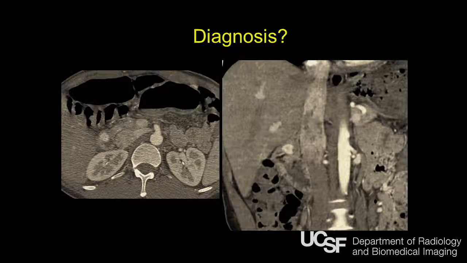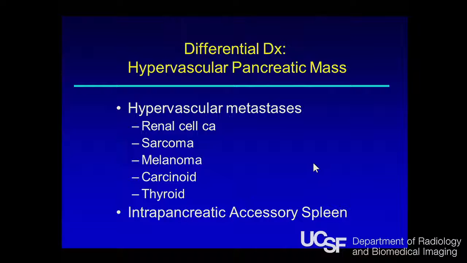What about this? This is a very leading question here. What is the diagnosis? Right? So this is another gastrinoma. The differential diagnosis for a hypervascular pancreatic mass: METs certainly can be hypervascular, and at the top of the list is renal cell carcinoma. Less commonly, we'll see sarcoma, melanoma, carcinoid, and thyroid. And then you can have accessory splenic tissue that implants into the pancreas, and typically this is in the tail, and it enhances just as the spleen would, and is seen as hypervascular.